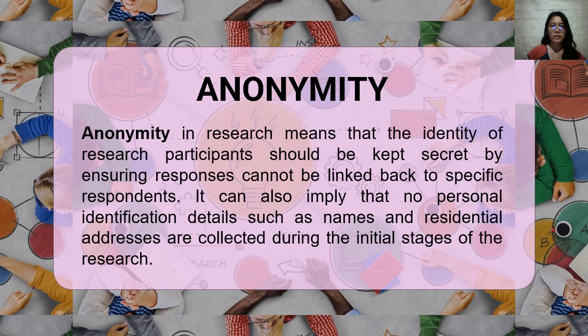Anonymity in research means that the identity of research participants should be kept secret by ensuring responses cannot be linked back to specific respondents. It can also imply that no personal identification data such as names and residential addresses are collected during the initial stages of the research. So as researchers, we must use pseudonyms in order to hide the identity of our research respondents.